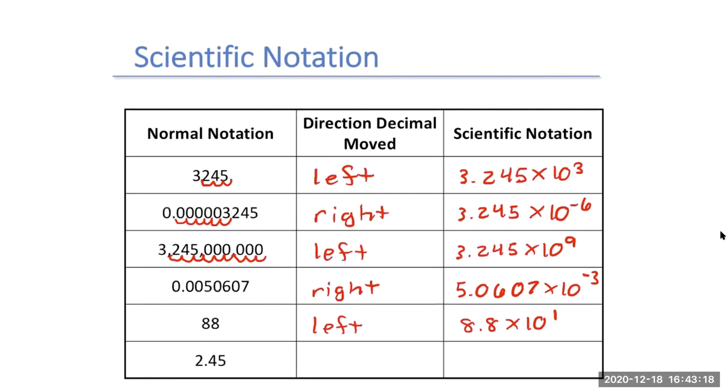And then our last one is 2.45. So 2.45, it's already a number between 1 and 9. There's no way to move that decimal point. So we actually don't have to move the decimal point. You can still write it as 2.45 times 10 to the 0. This means we're actually not moving the decimal point at all. That's why we get to write 0. So now you guys should be able to start writing our numbers in scientific notation whenever you need to.